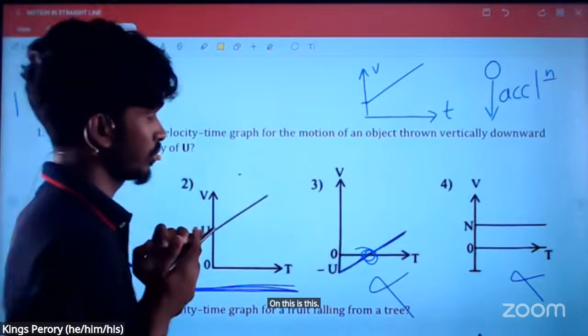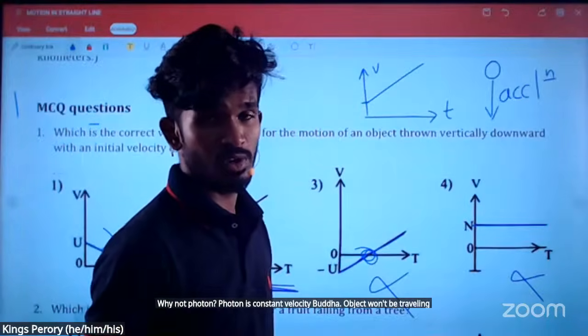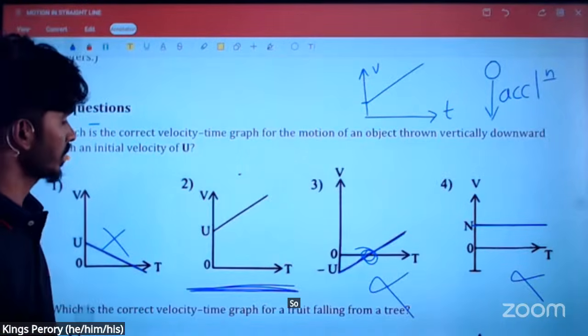Why not the fourth one? The fourth one is constant velocity. The object won't be traveling with constant velocity. There is gravitational acceleration, so not the fourth one. So your answer is the second one.